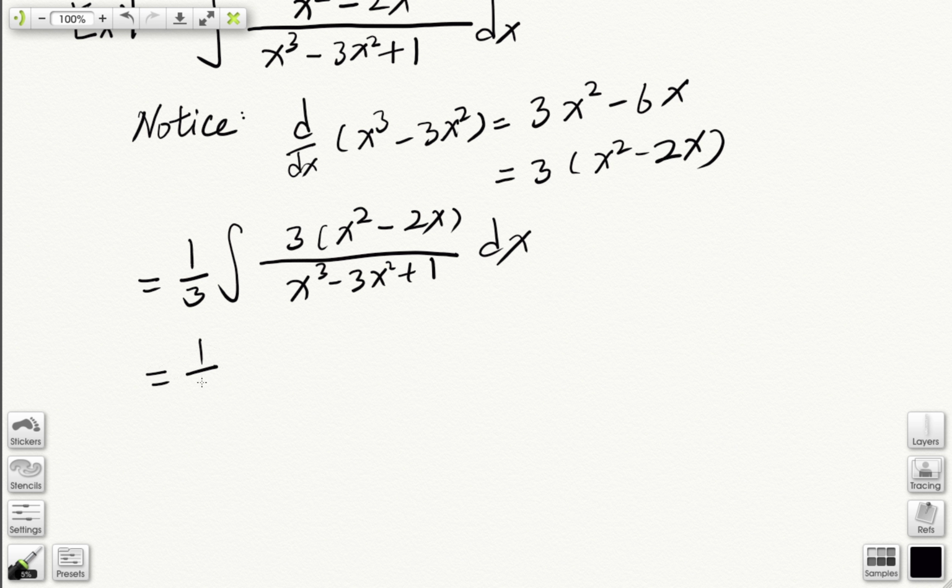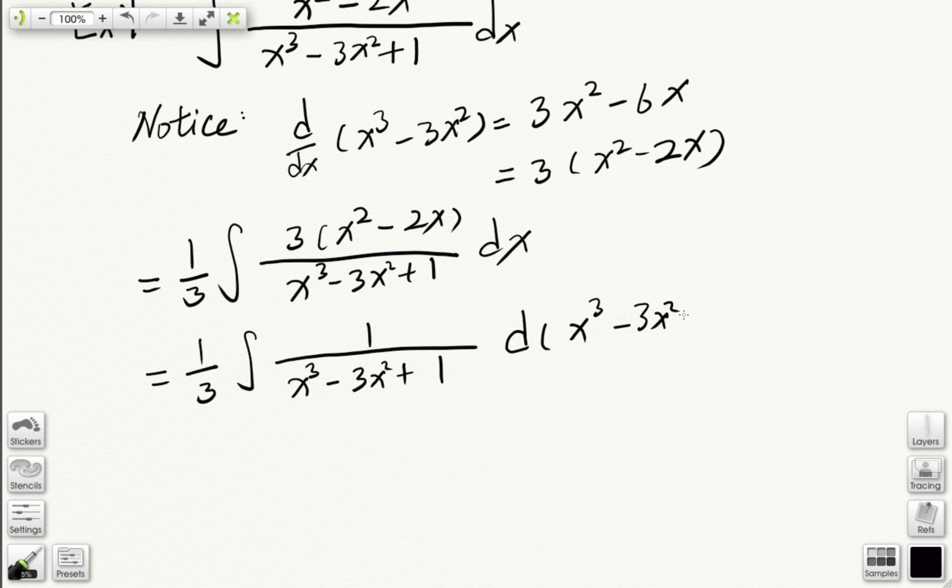Then this equals 1/3 times the integral of 1 over x cubed minus 3 times x squared plus 1, d of x cubed minus 3 times x squared plus 1. So we have 1/3 times ln of the absolute value of x cubed minus 3 times x squared plus 1 plus a constant c.